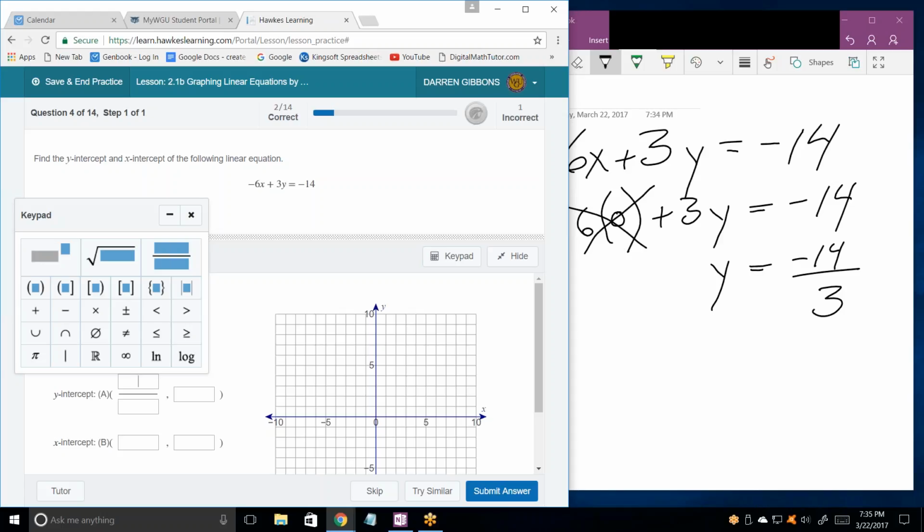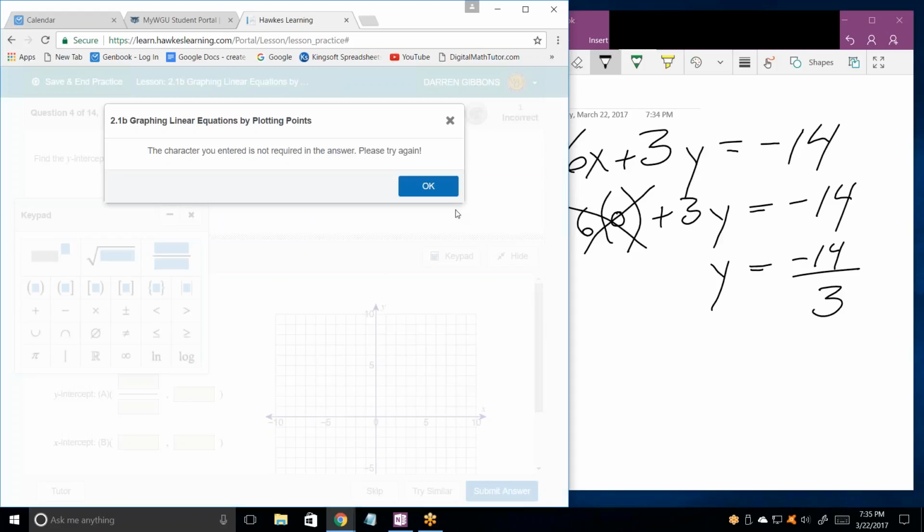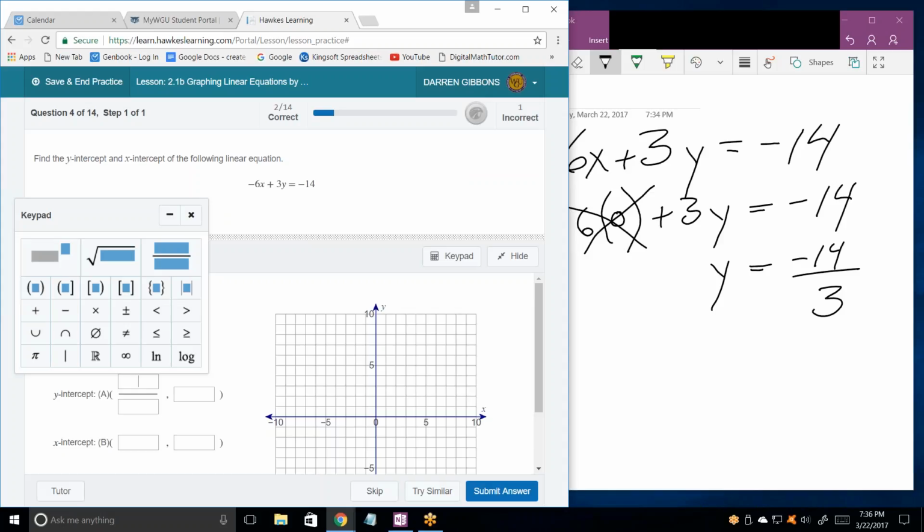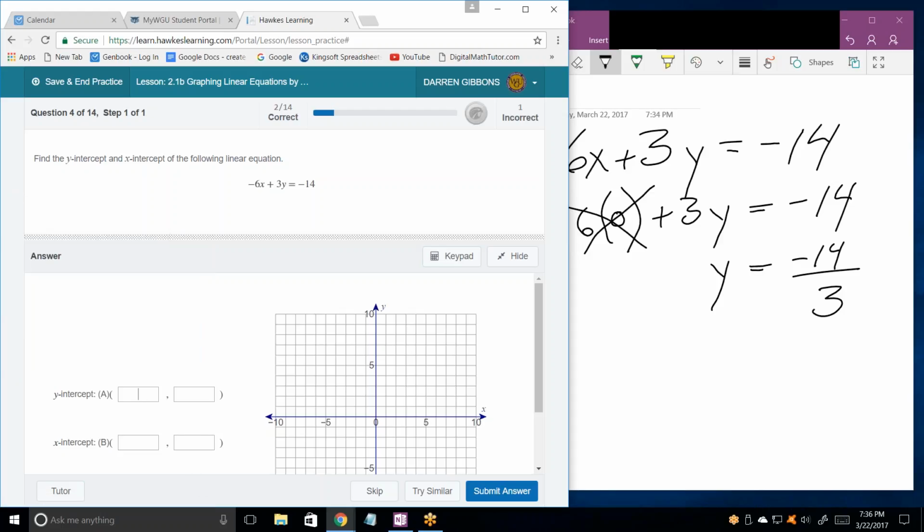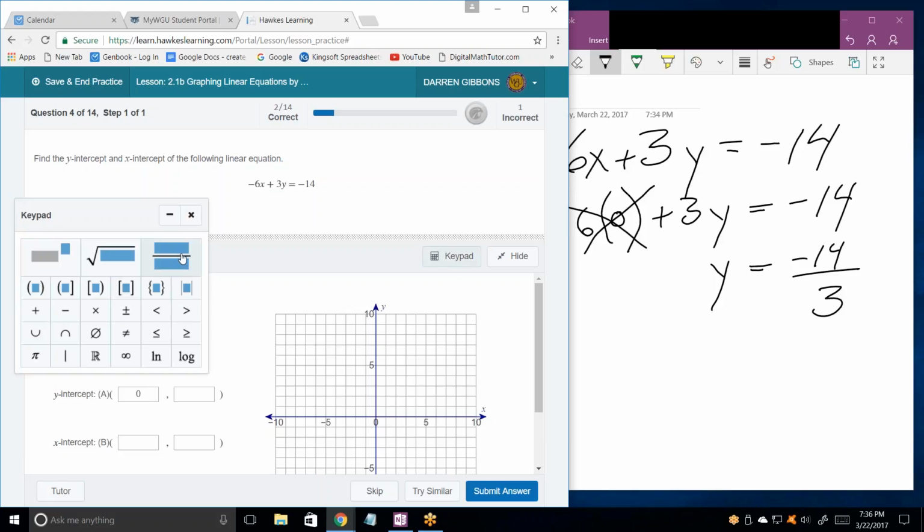For some reason, I keep wanting to put the y-intercept in that first spot, and that's actually the x-coordinate, so I need to put 0 in there. Try hitting the fraction thing again. See if it disappears by hitting that again. Ah, very good. There you go. So the 0 is the x-coordinate. The y-coordinate is where I have to put in the fraction, and that is minus 14 divided by 3.